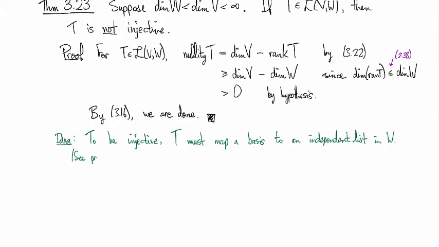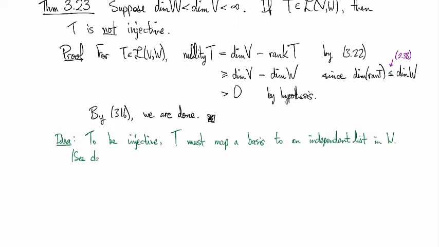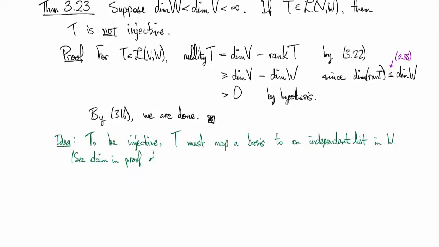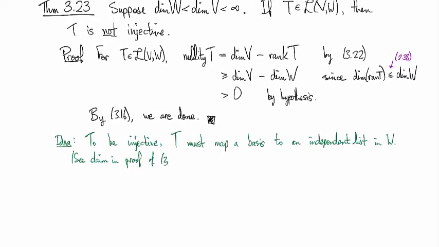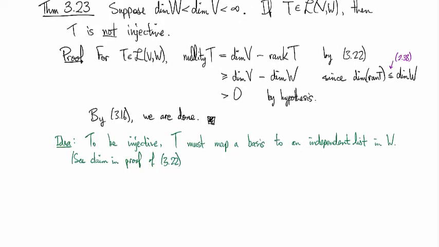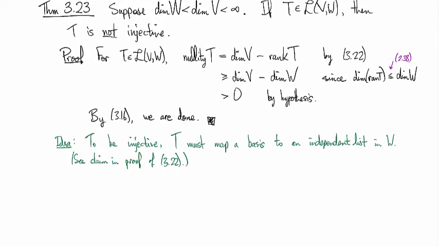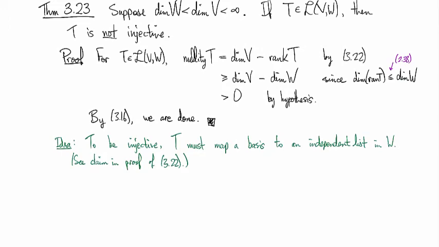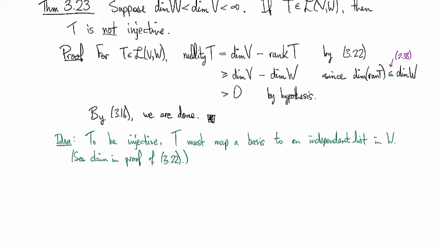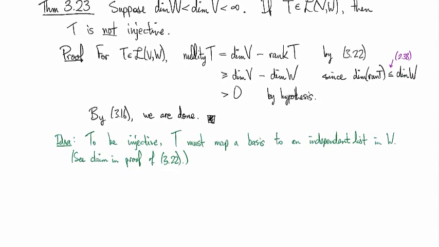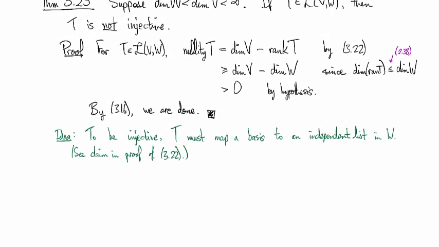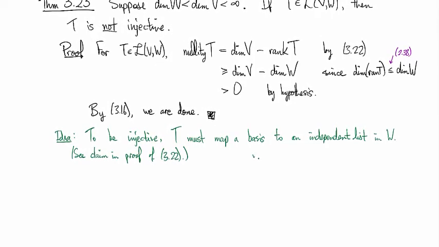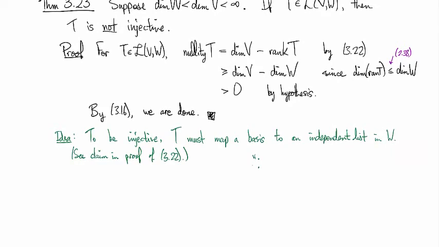And to see that, see the claim in the proof of 322, the rank nullity theorem. That claim says that T maps a basis of one to a basis of the other. So for injectivity, all we need is to see that the result is independent. But the best way to think about this is to visualize it in terms of finite sets, maps between finite sets.